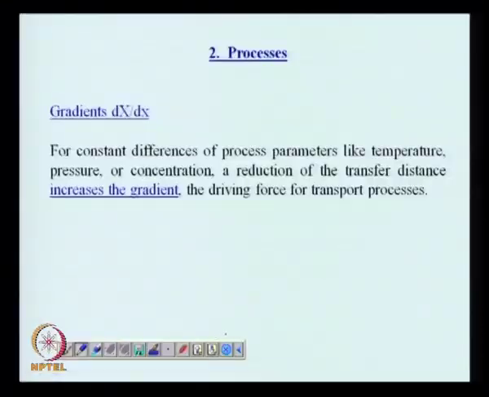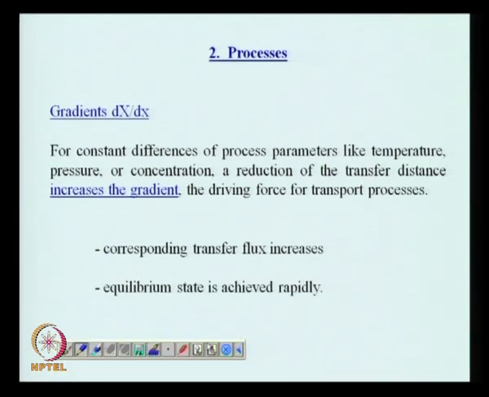The capital X here denotes the property which can be measured. It could be pressure, it could be temperature, or it could be the concentration of a species. So, this gradient of dX over a certain distance x would tell us the magnitude of this transport process. If we can increase the gradient, the corresponding transfer flux will increase, and as a result the equilibrium state will be achieved faster compared to the previous case when the gradient was smaller.